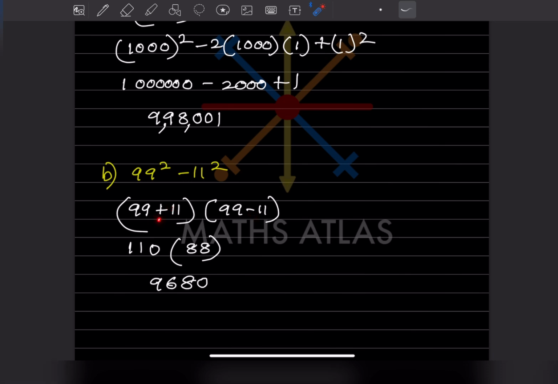So when you add this part, you get 110. When you subtract, you get 88. There is no multiplication sign in between, so when you multiply this into this, you get 9680.